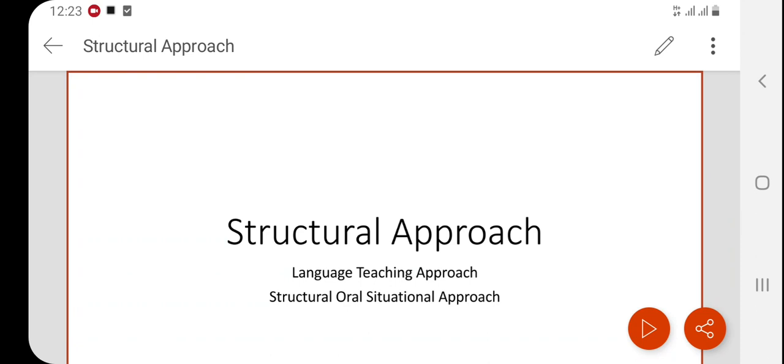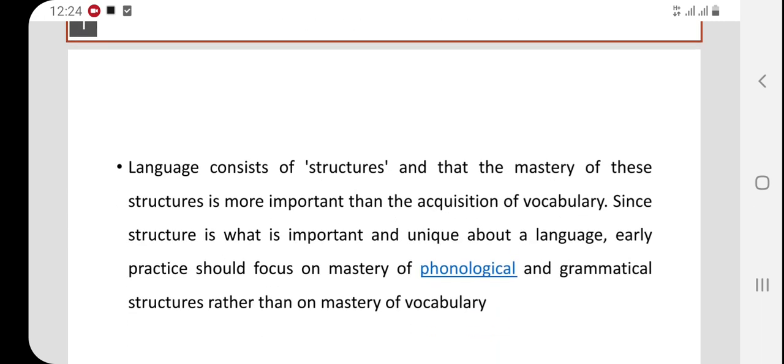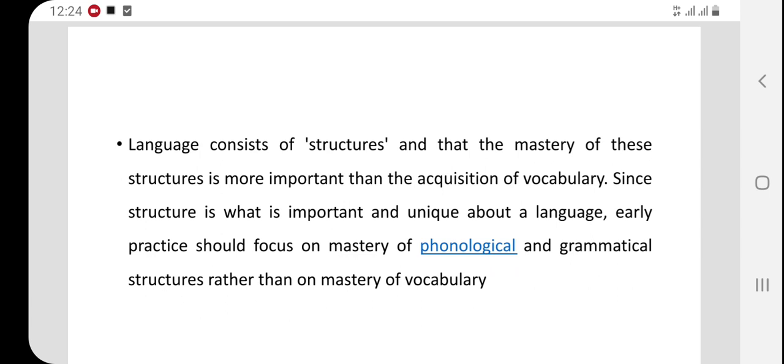In applied linguistics we have different approaches of language teaching. So in this video we will discuss the structural approach. It is also known as the structure, oral or situational approach. From the name, it apparently means the structure, and actually it means the structure of the sentence. We do not focus on the words and vocabularies, but we focus on the structure of the sentences.